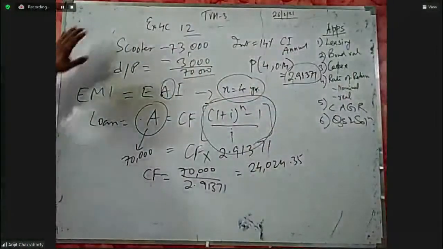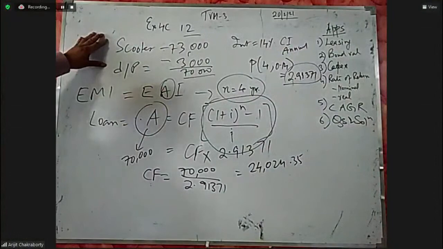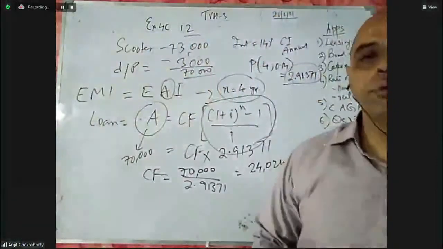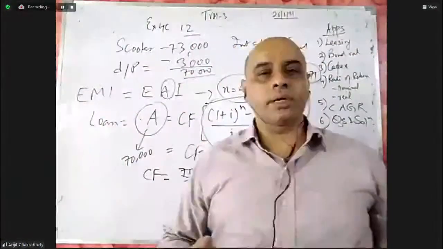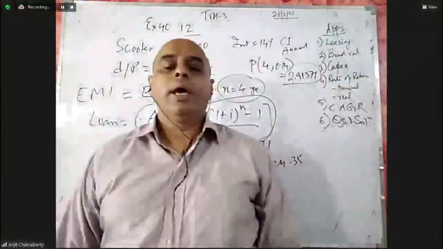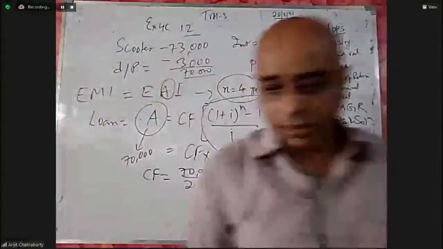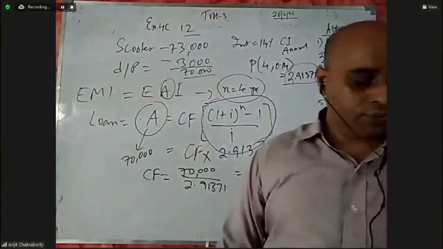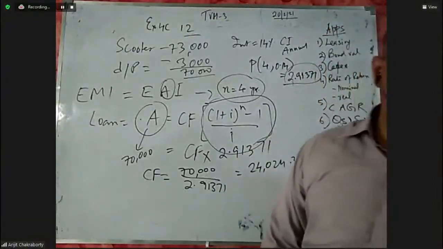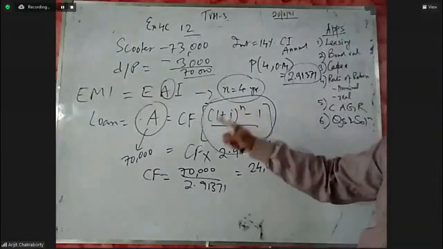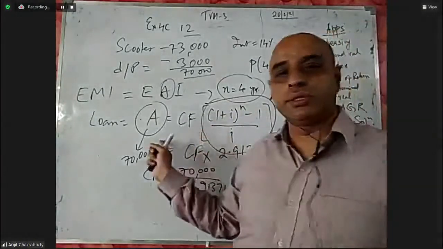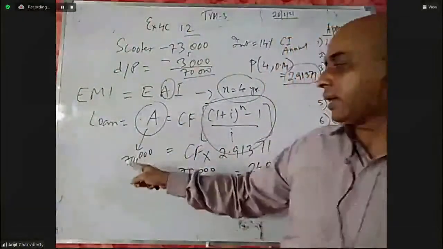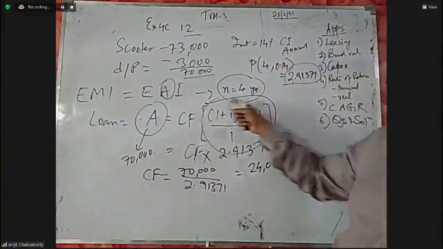So in this problem, we have seen the scooter cost is 73,000. The down payment is 3,000, which means the loan is 70,000. So I'm taking a loan of 70,000. I want to repay it over 4 years' time, and the interest rate is given at 14%, right? We have just got to see the annuity formula is used, and by applying this formula, cash flow into 1 plus I to the power n minus 1 by I, what we see is that this entire annuity factor is given.